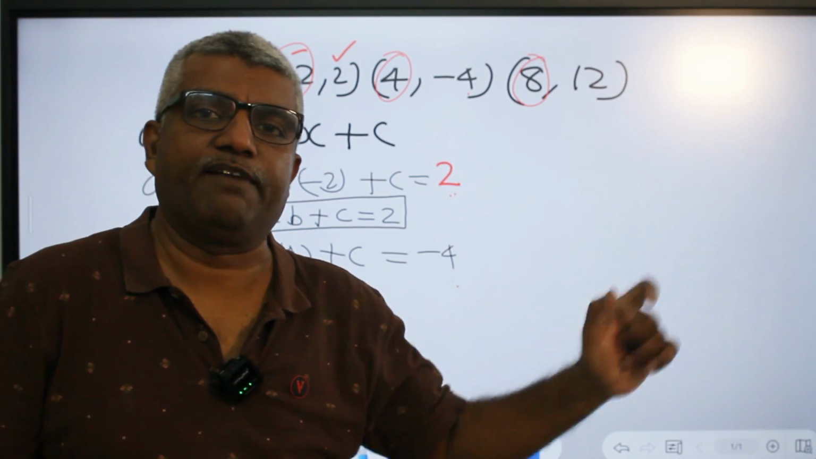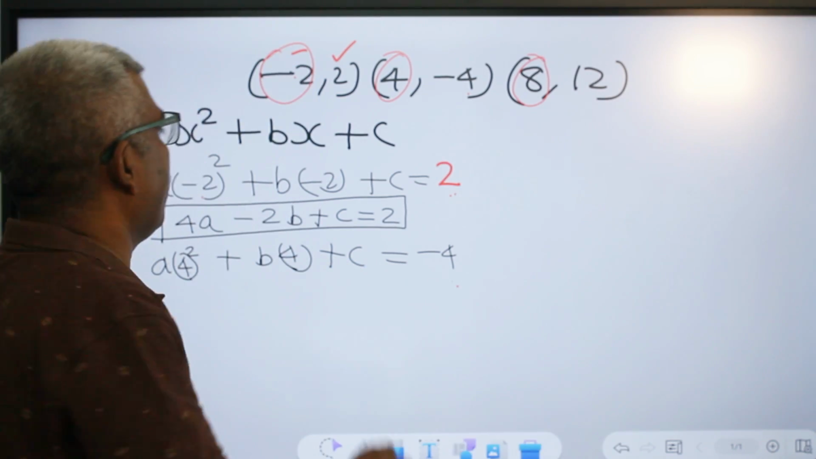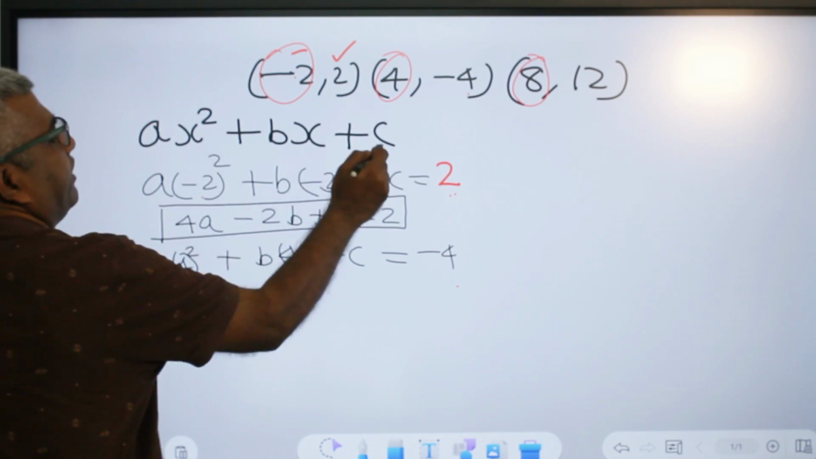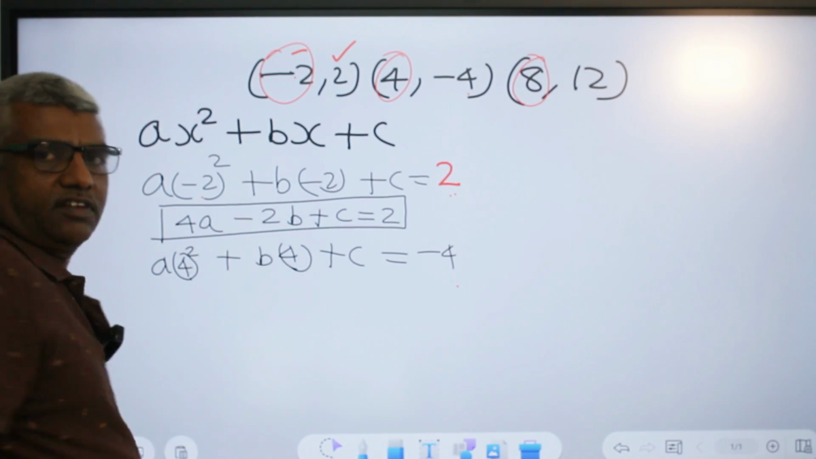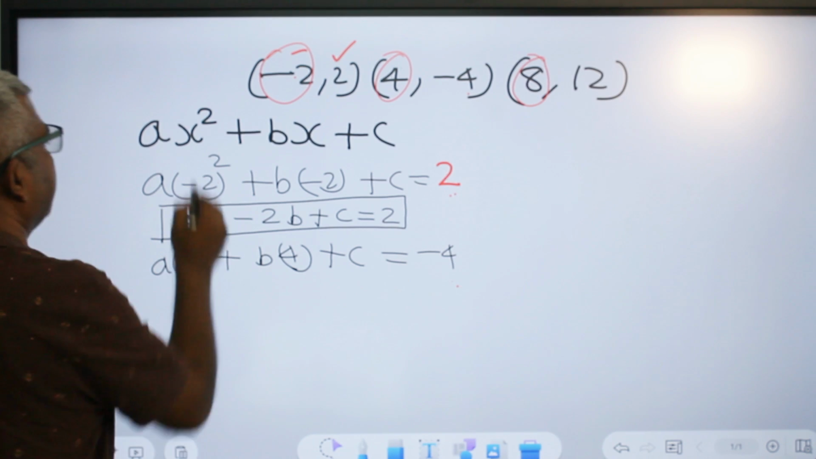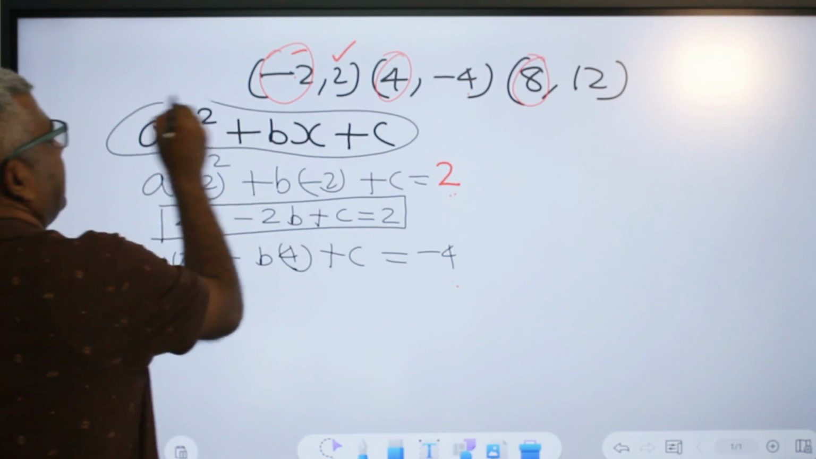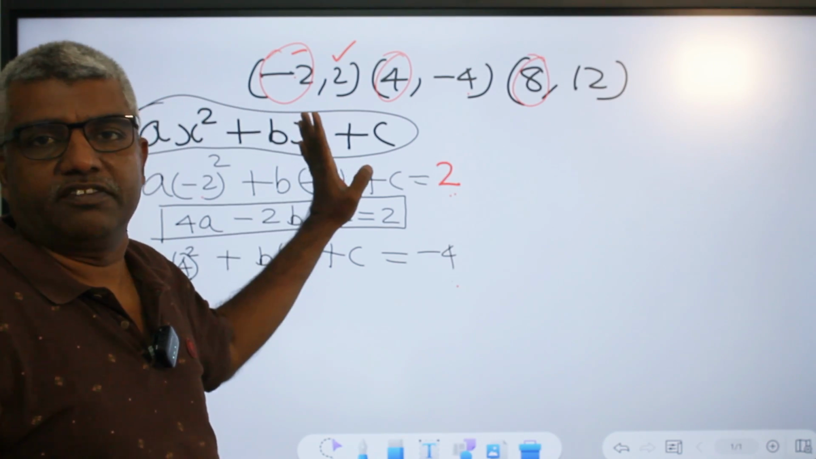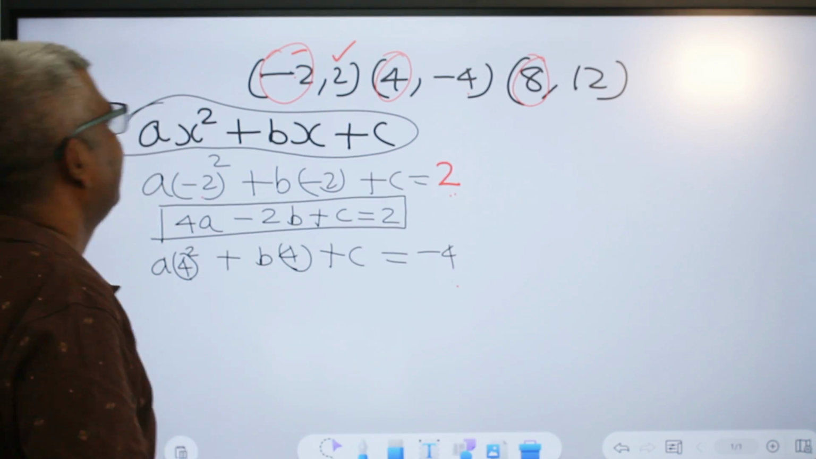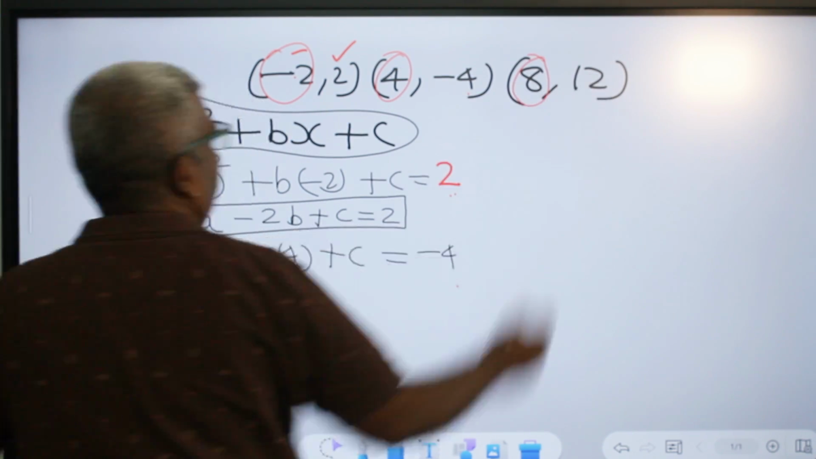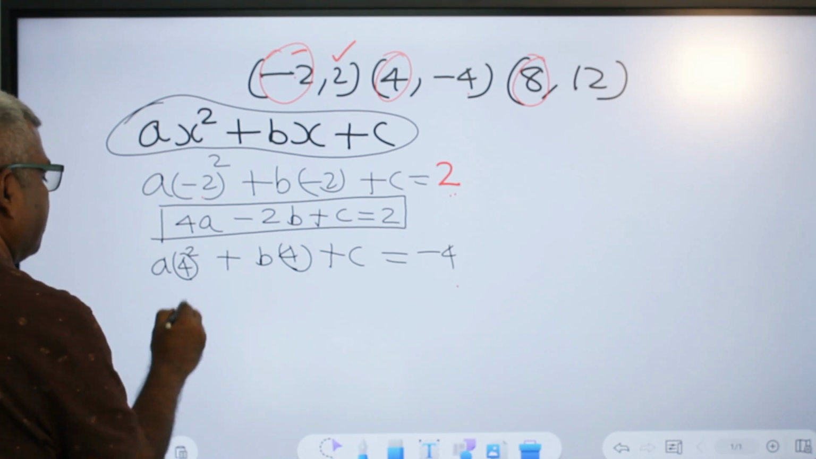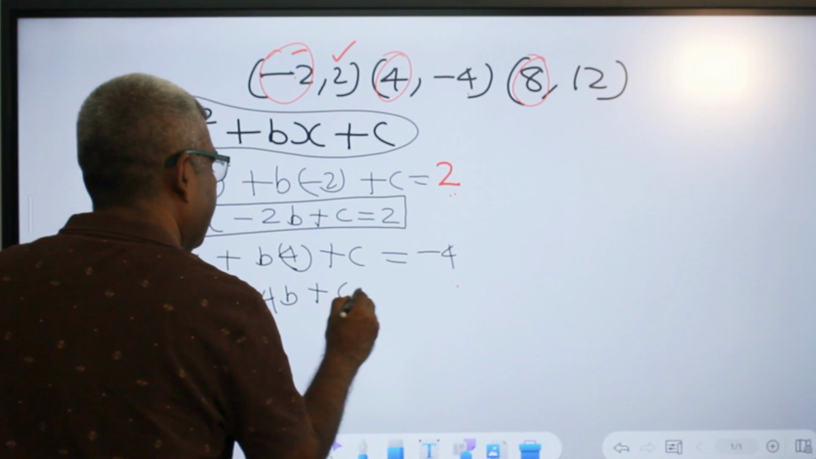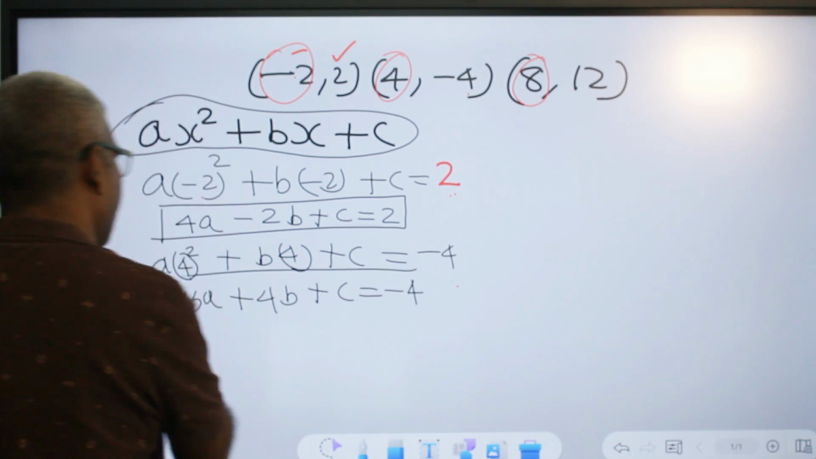Many students get confused. What is this? This is the y value. Okay. This is y, the total is y. This is x. Got it? This ax squared plus bx plus c is the y value. x is the x value. Simple. Okay. Now 8 and 12. First I expand: 16a plus 4b plus c is equal to minus 4.